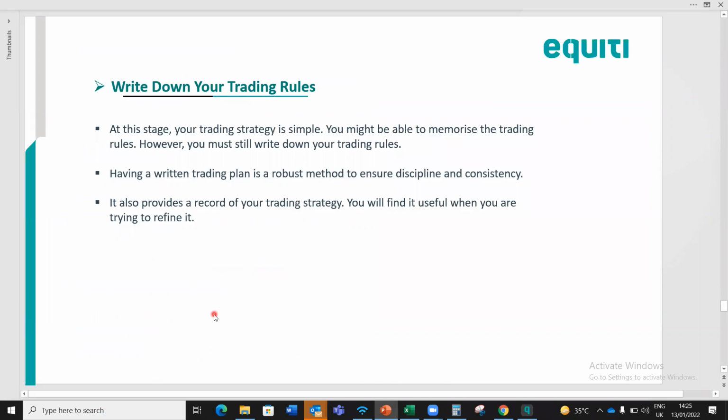Okay, so the next on our journal is write down your trading rules. We're almost done. Write down your trading rules. At this stage, your trading strategy is simple. You probably must have used it again and again. You must have mastered it. It's now simple because you have put everything into consideration: your risk reward, your risk management rules, your entry and exit strategy. You've put everything together so you understand what you are doing in the market.